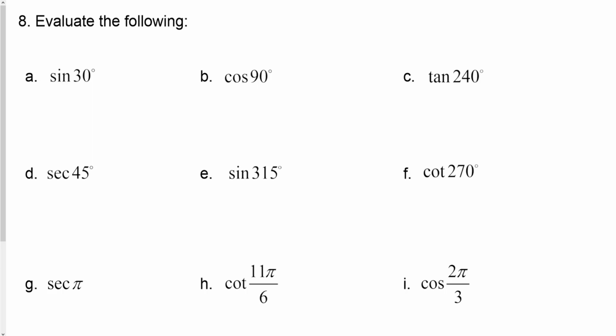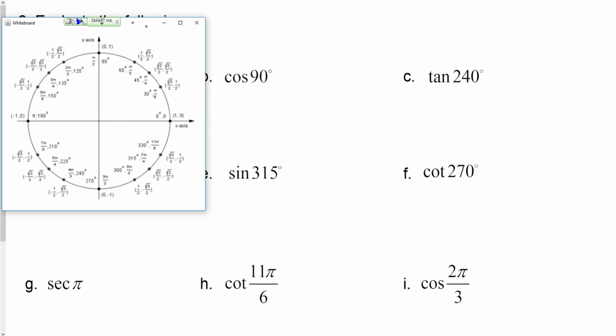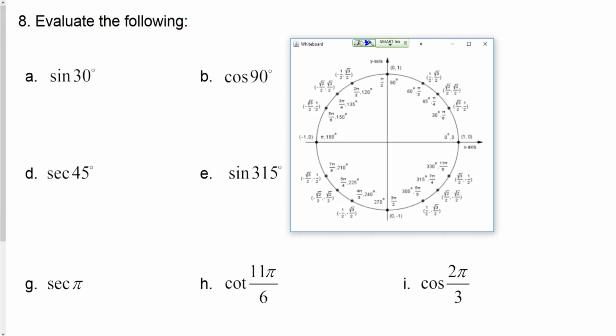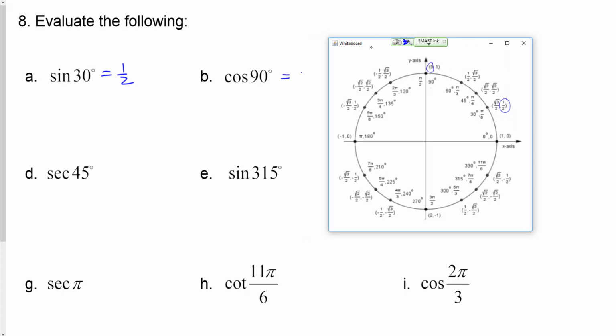So I need to evaluate a bunch of trig functions at different angle measures. If I have my unit circle handy, and here's mine, it's a very straightforward thing to do. All right, so sine of 30 degrees. So sine is the y coordinate. It's going to be 1/2. Cosine of 90. So here's 90, and cosine is the x coordinate. So that's just going to be 0.